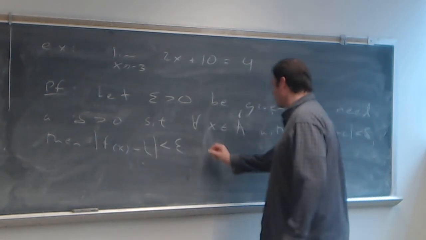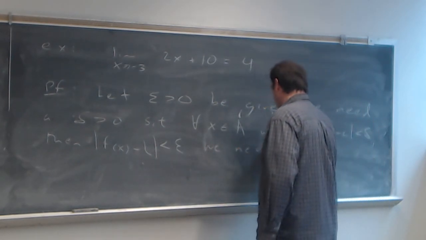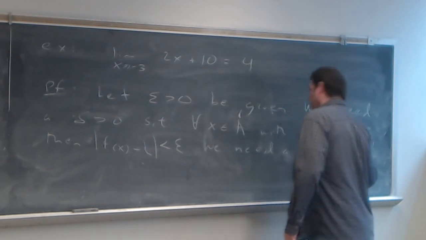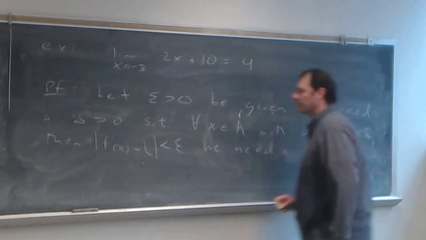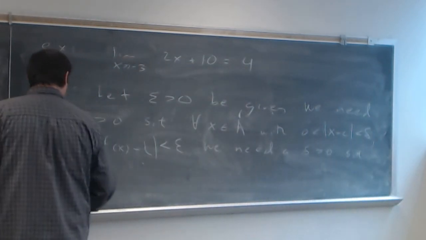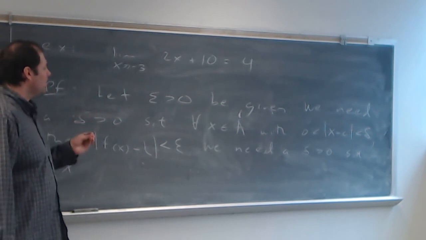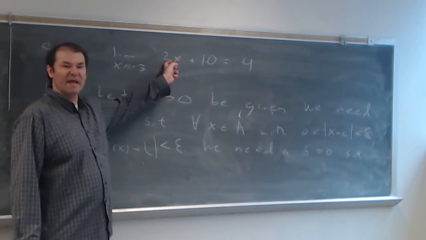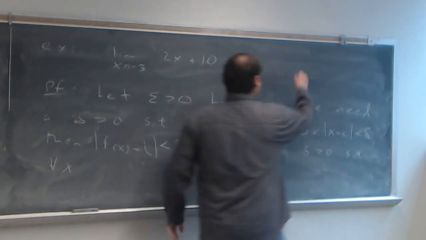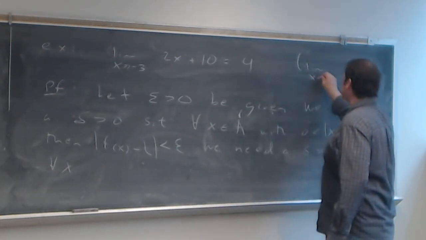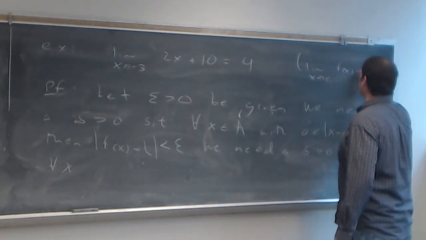Okay, so specifically, we need a delta greater than 0, such that for all x, well, wait just a second. What is the function we're talking about? We're talking about f of x. Remember what we're looking at? The generic form is the limit as x goes to c of f of x equals L.